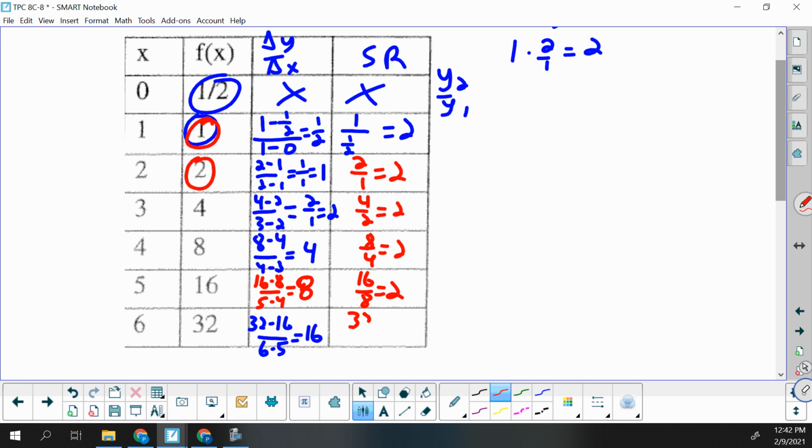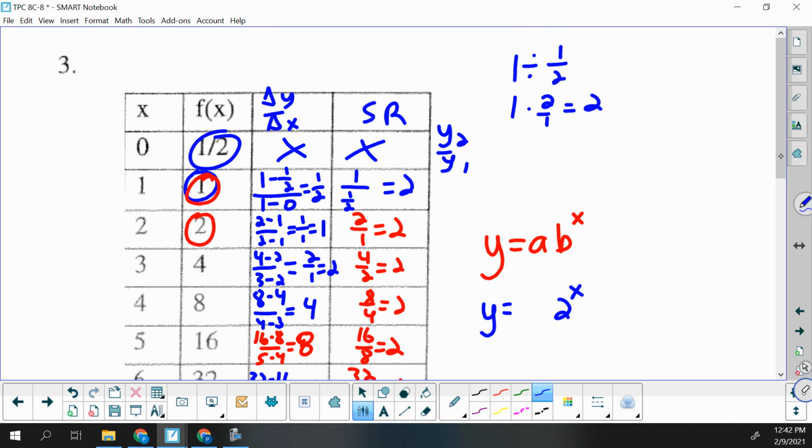And then 32 divided by 16 equals 2. So we've got our successive ratios are constant. That tells us we should be working with exponential. Exponential is in the form a times b raised to the x. Whatever you found as your successive ratio, that's your b value. And a, as long as there wasn't any asymptote somewhere else, a is just corresponding to when x is equal to 0, so we get a half. A half times 2 to the x.